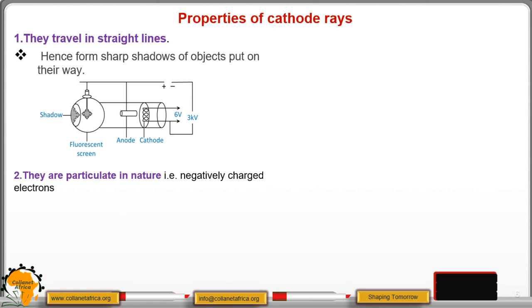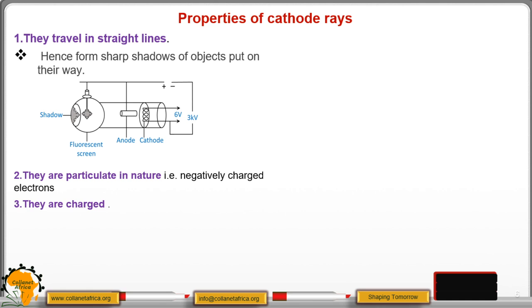Then number two, they are particulate in nature. In other words, they are particles. And we are saying that they are negatively charged particles, because cathode rays are electrons. They are electrons, and electrons are negatively charged. Therefore, they are particles. They have what we call the particulate nature.